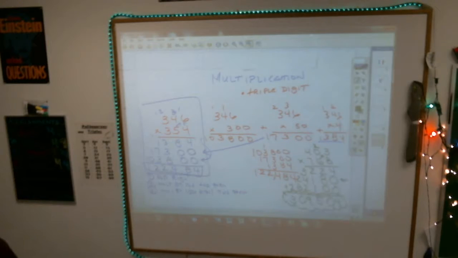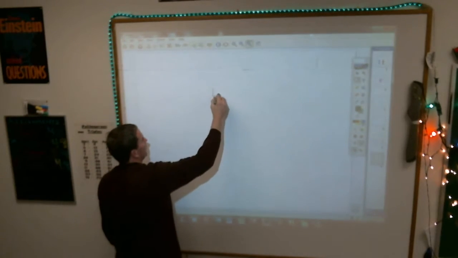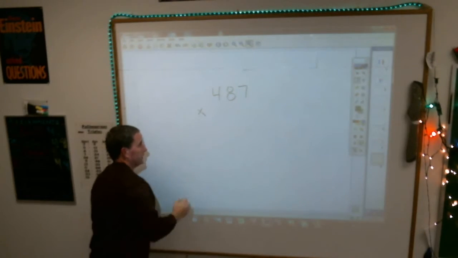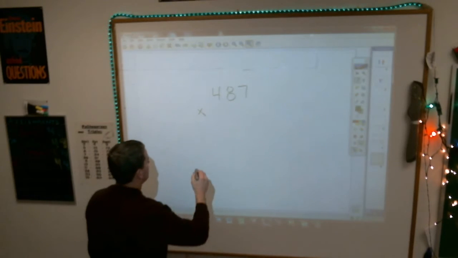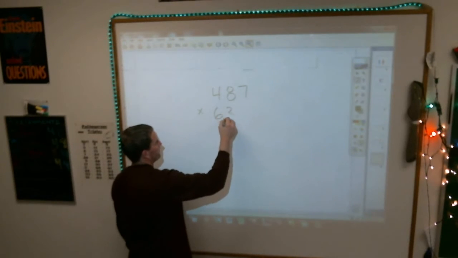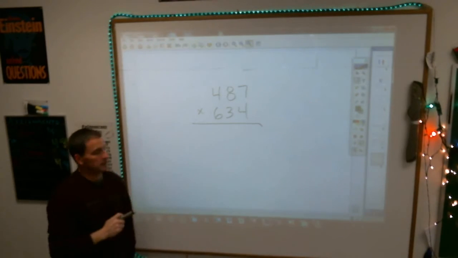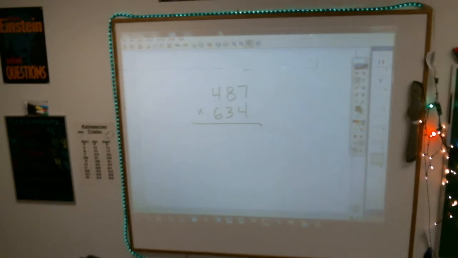Ready for one to try? Here you go. 487 times 634. You just kind of raise your hand when you're done with that. I'm actually going to see what we got here.